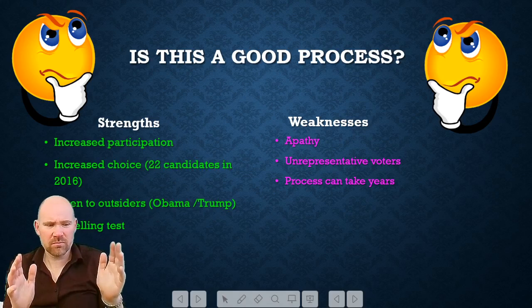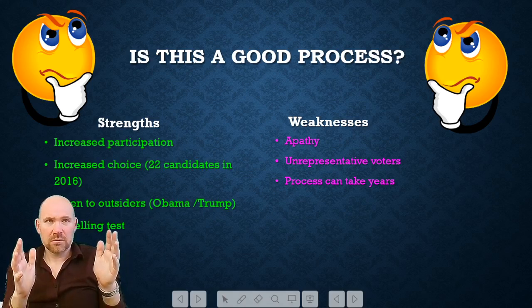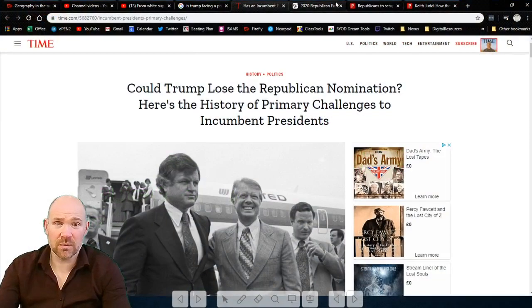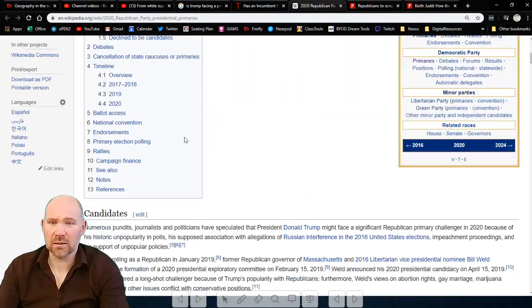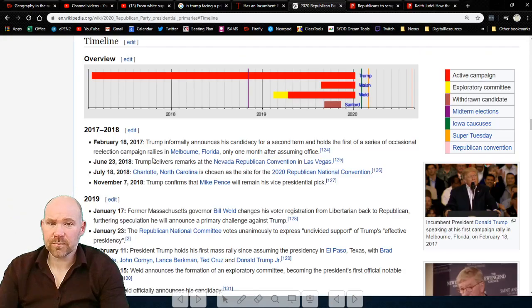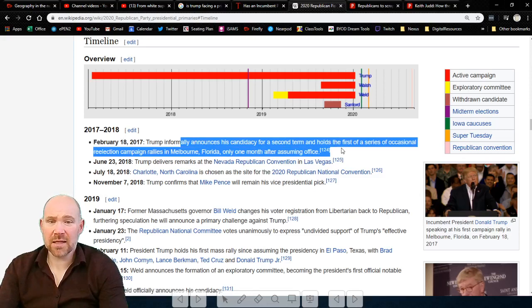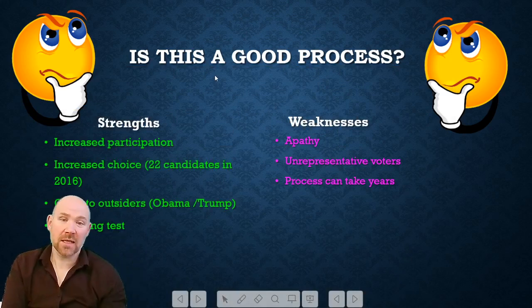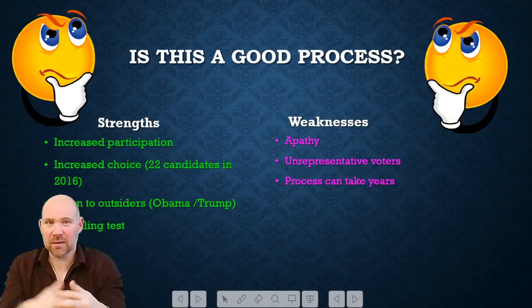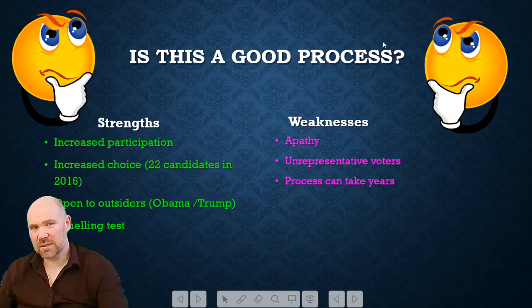And so you're spending most of the presidential term thinking about the next president. Now, to put this into crystal clarity, I was looking at the timeline here. And yeah, here we go. Donald Trump announced his candidacy for a second term on February the 18th, 2017. He became president in January 2017. So one month after Donald Trump became president, he announced that he was going to be the candidate in the next election. That's how long he's been campaigning for his next presidential election. In a way, it never stops.